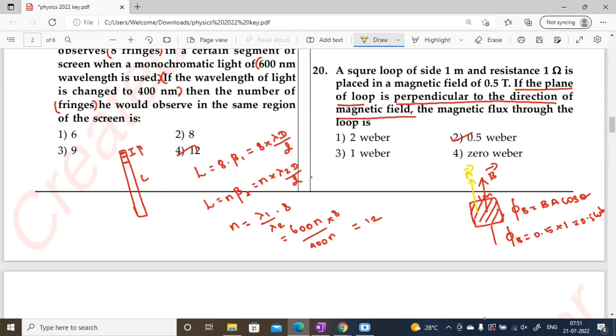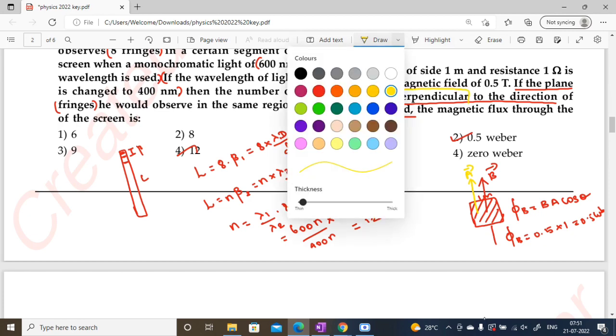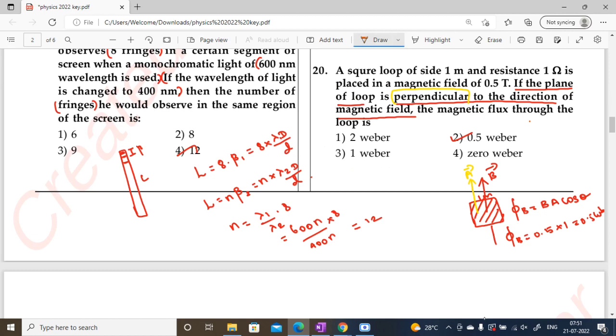Understand, don't get confused. Sometimes students might get confused. Since the word perpendicular is mentioned here, they will think the flux might be 0, because when cos 90 is substituted, that turns out to be 0. But here, understand, the plane is only perpendicular. The area vector is not perpendicular. The flux is given with the angle in B A cos theta, which means the flux and the area vector have been spoken about here. We have to check only the angle between the area vector and the magnetic field, not with the plane. If you wrongly substitute cos 90, you'll end up getting 0. That is wrong, so don't make that mistake.